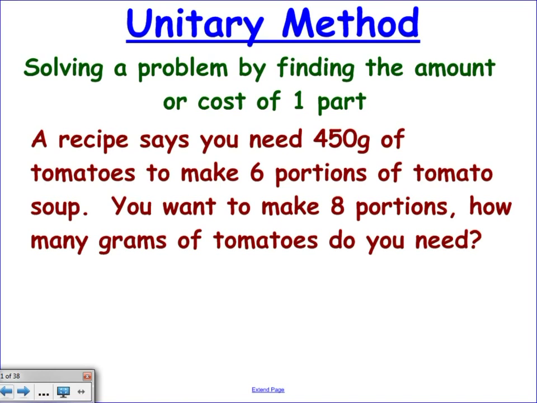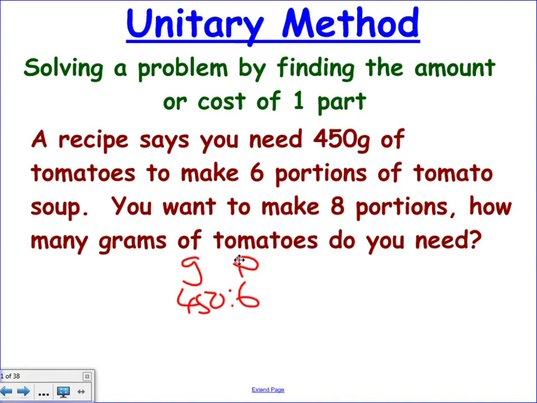Okay? Let's say we have a recipe to make tomato soup. And all I'm given is that for 6 portions you have to use 450 grams of tomatoes. That's a ratio, it's a recipe. To make my 6 portions, I need 450 grams. Now they're asking me how many tomatoes do I need for 8 portions. Now straight away I'm thinking, oh, I don't like going from 6 to 8. That's a horrible thing to do.